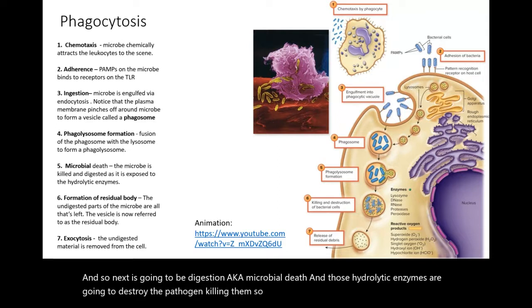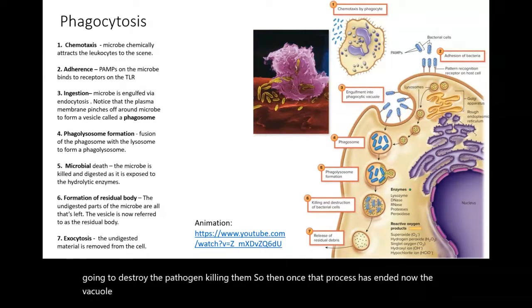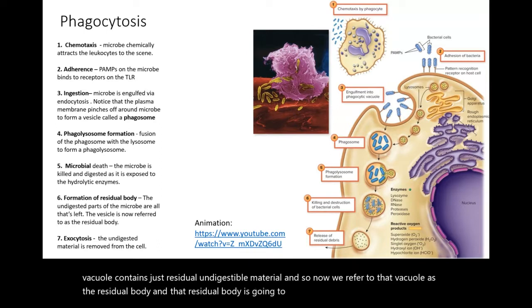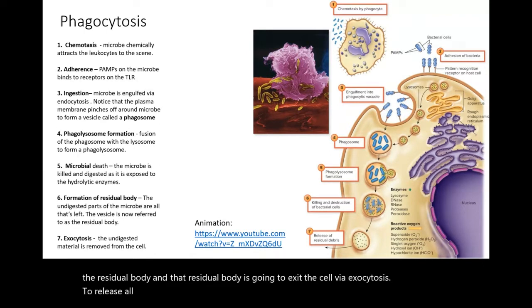So then once that process has ended, now the vacuole contains just residual undigestible material. And so now we refer to that vacuole as the residual body. And that residual body is going to exit the cell via exocytosis to release all that undigestible debris, because it's no good to the cell.